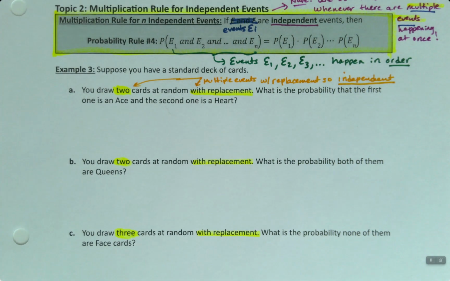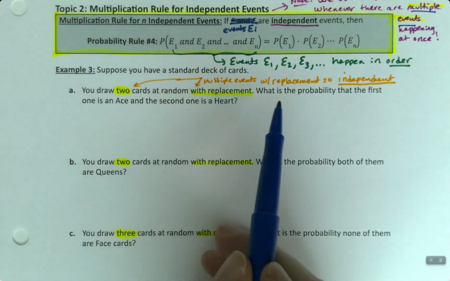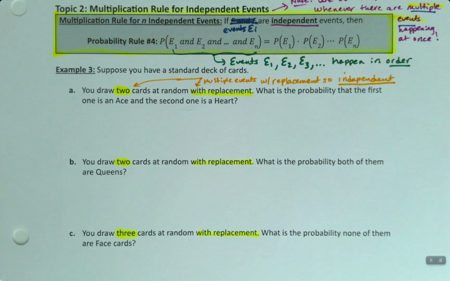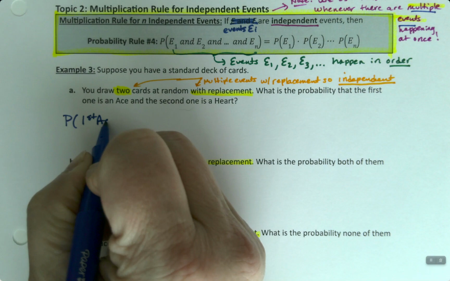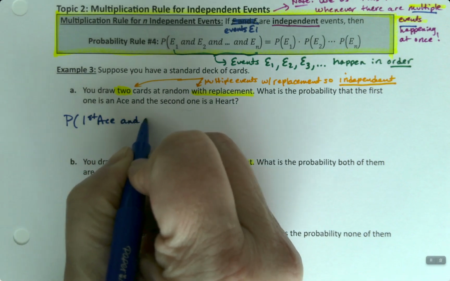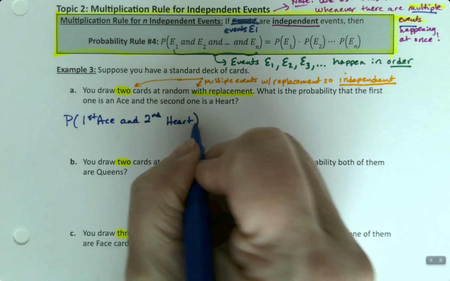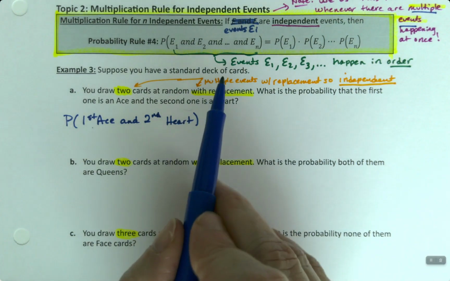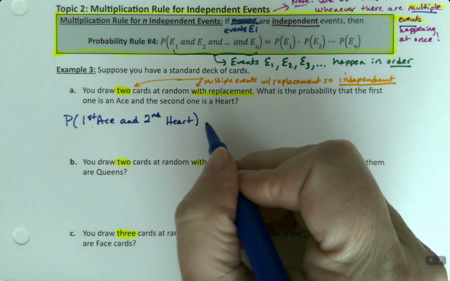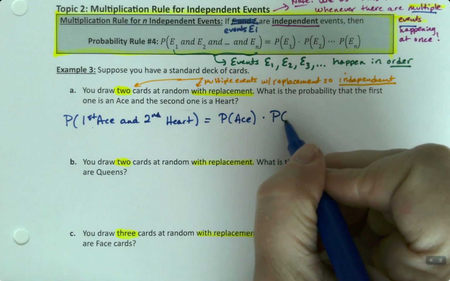Lovely. What is the probability that the first one is an ace and the second one is a heart? Notice there's an order here. There's a sequence. All right, so I want the probability of first the ace and then second is a heart. According to this, since ace and hearts are going to be independent because we replace the card, it will just be the probability of an ace times the probability of a heart.